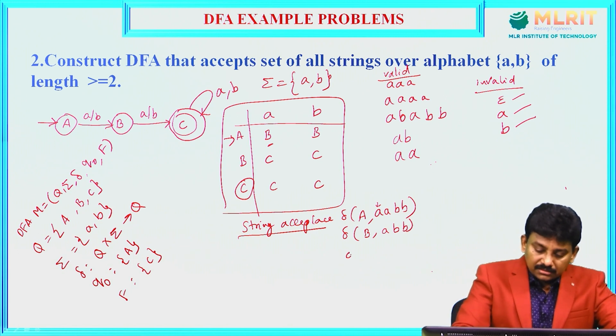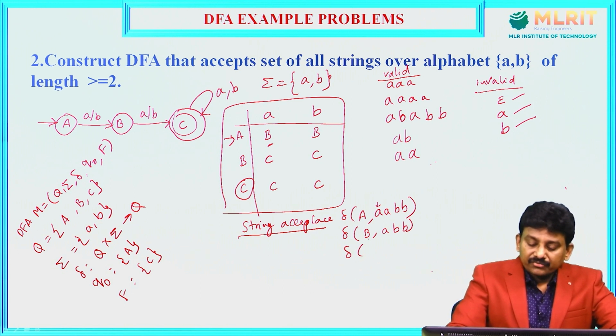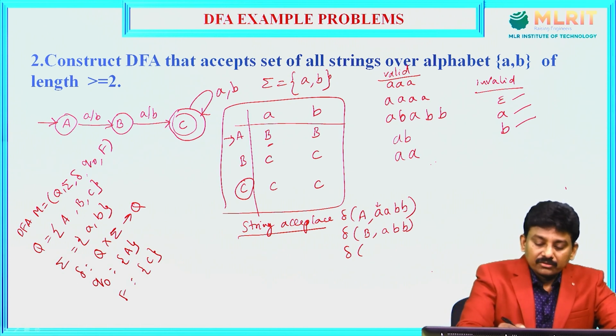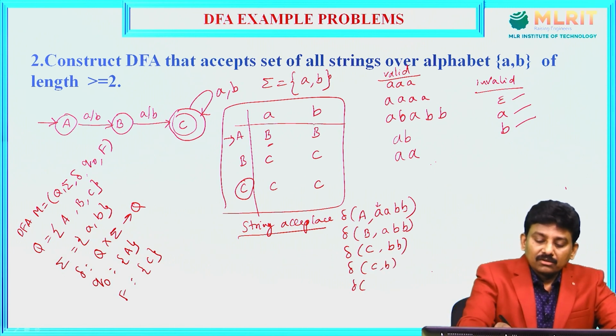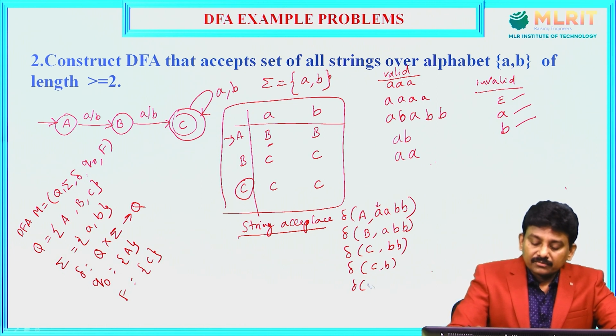Next, applying the transition function on state B and input symbol A. B on A goes to C, state changes. Remaining input is B, B. Next, applying the transition function on C and B. C on B goes to C, and again C on B goes to C.